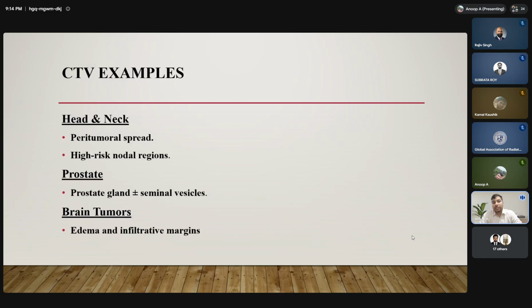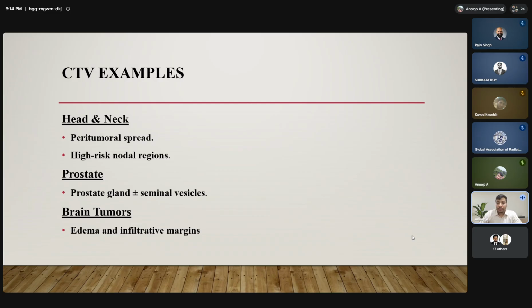We will discuss the CTV examples. In head and neck cases, for peritoneal spread and high risk nodal regions, a margin is added around the gross tumor volume to account for microscopic infiltration into adjacent soft tissue and muscles. Normally, it is around 5 to 10 mm. Include elective irradiation of specific cervical nodal levels.